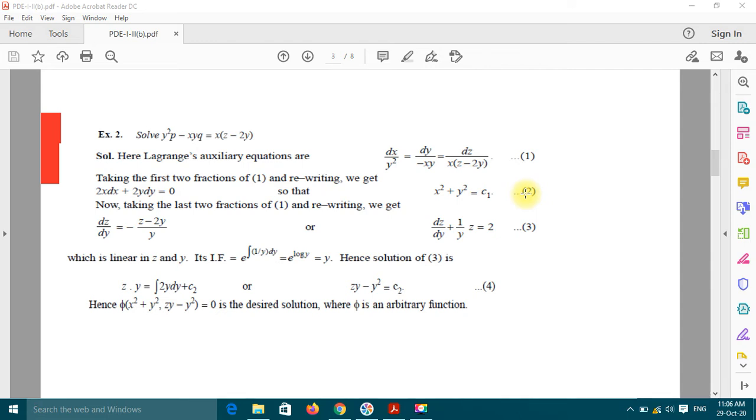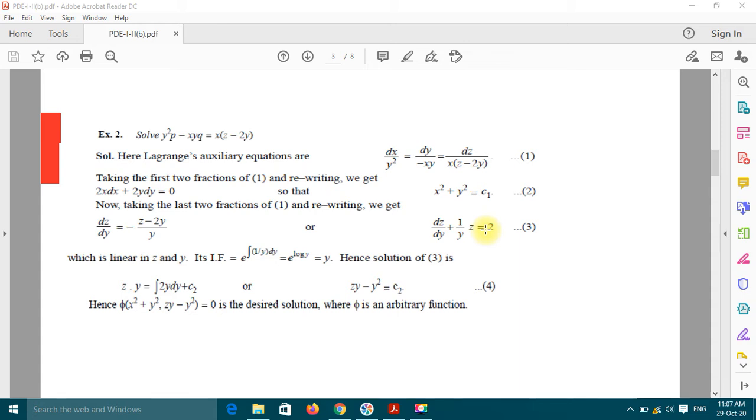Now we take the last two expressions. If we take the last two expressions, then dy upon minus xy is equal to dz upon x into z minus 2y. So x and x are cancelled out, and we write dz upon dy is equal to minus z upon y plus 2, or we can write it as dz upon dy plus 1 upon y into z is equal to 2. This is a first order, first degree linear differential equation.